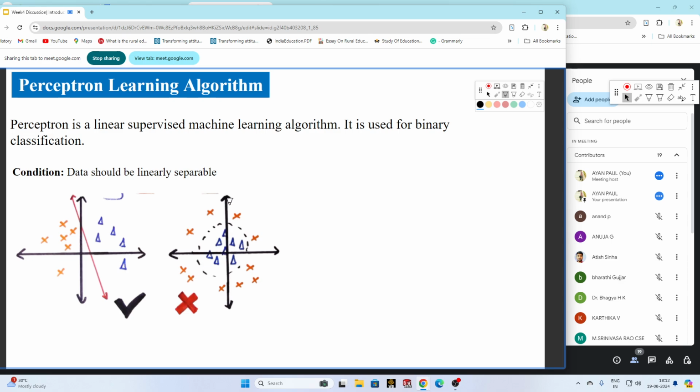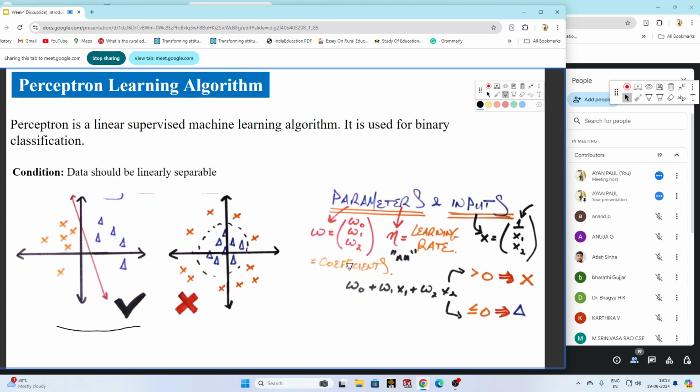But on the other hand, in the data on the right side, here also there are two types of classes, one denoted by cross and the other by triangle. But here you can see that this data is not linearly separable. Until the data is linearly separable, we cannot apply the perceptron learning algorithm. So the data on the left side can be used for the perceptron learning algorithm, whereas the data on the right side cannot. So the first thing is regarding the data set.